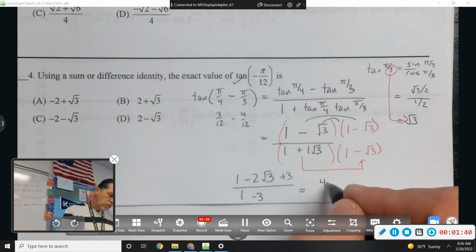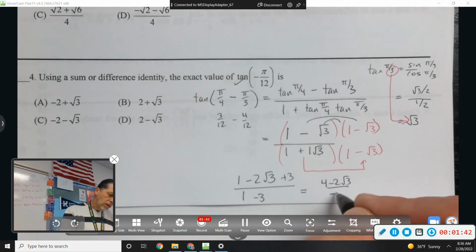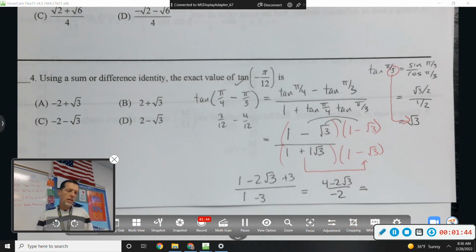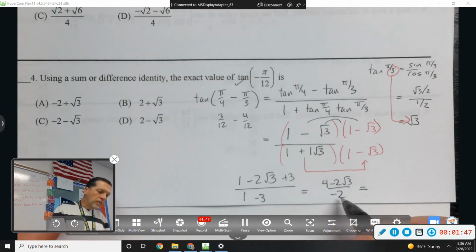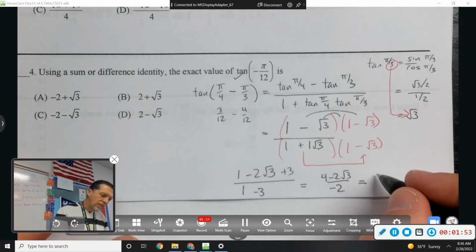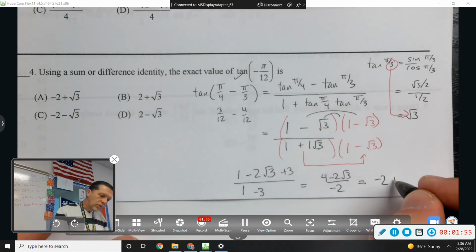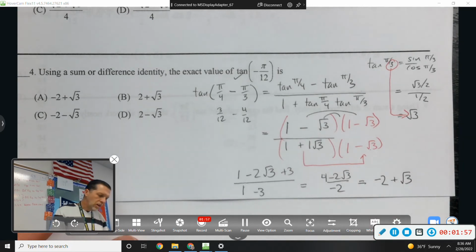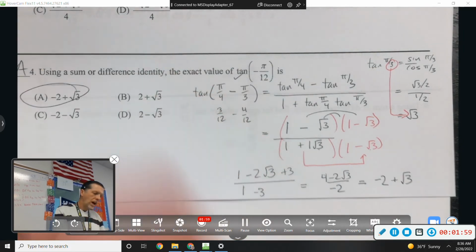So I've got 4 minus 2 root 3 all over negative 2. Make sure we divide both of them by negative 2. Don't just cancel the negative 2s or only divide one of them. Divide them both by negative 2. So negative 2 plus square root of 3 would be A.